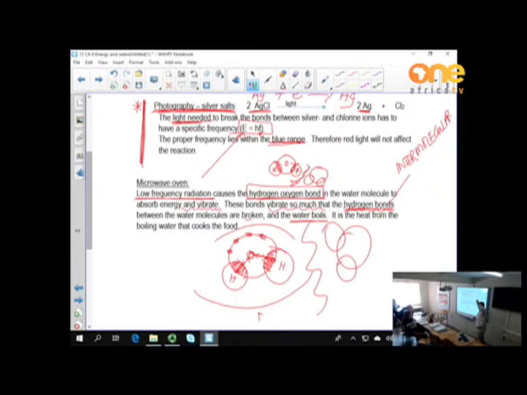Are you with me? All right. So then the bond between the water molecules is broken, and the water boils. And then it is the heat from the boiling water that cooks the food. That is why foodstuffs that don't contain a lot of water don't cook well in a microwave. Okay.